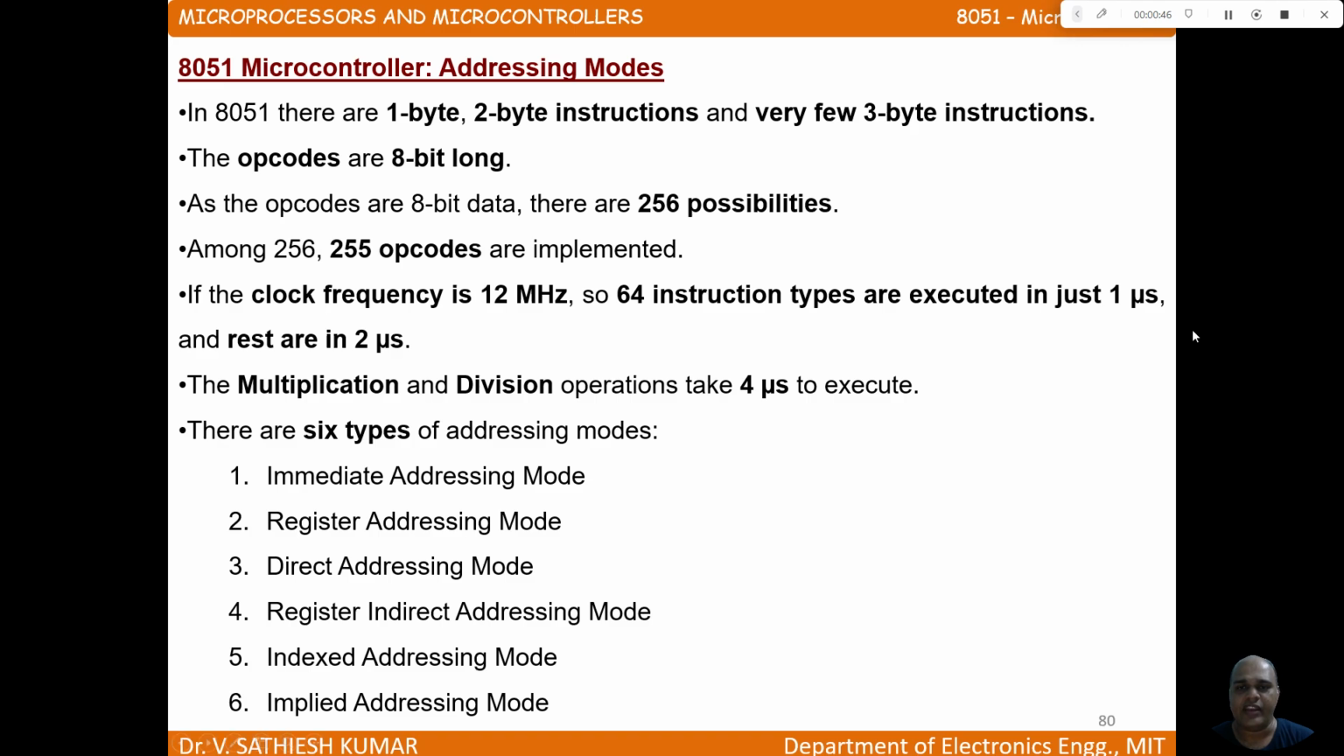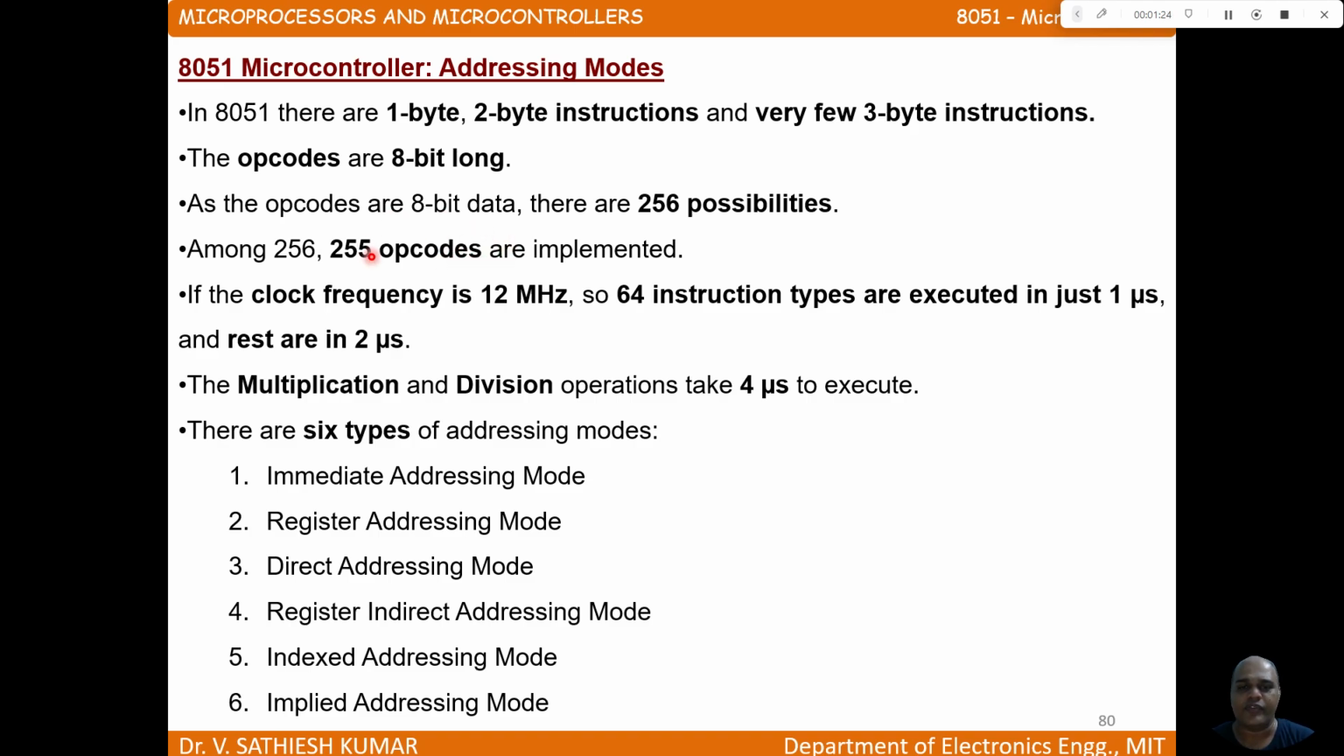So we have three different types of instruction. One is 1-byte instruction, 2-byte instruction, and a few 3-byte instructions are also available in your 8051 microcontroller. Usually the opcodes which define the functionality of the instruction are 8-bit long. Since it is 8 bits, we have 2 power 8, so up to 256 different functionalities can be defined. Out of these 256 possibilities, about 255 opcodes are implemented in your 8051.